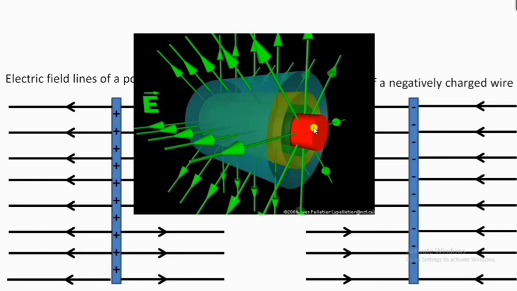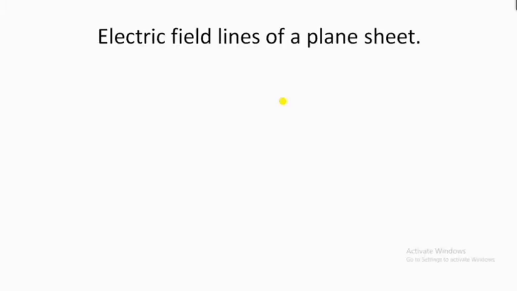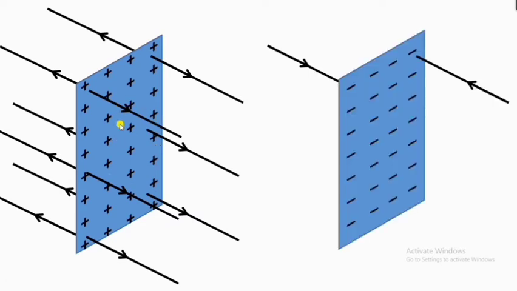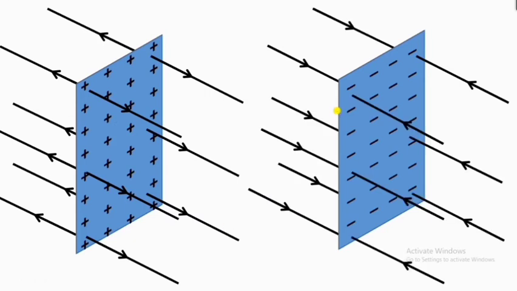From all the directions, from the back and the front, and from the right and left, from everywhere the electric field lines will enter, or the electric field lines will leave the conductor. And electric field lines of a plane sheet. This is a positively charged plane sheet, so the electric field lines will be directed away from the positive, and the back side also we have. If we draw other lines, we get this. These are the electric field lines of a positive plane sheet, and for negative it is just the opposite, the arrow will be towards the sheet.